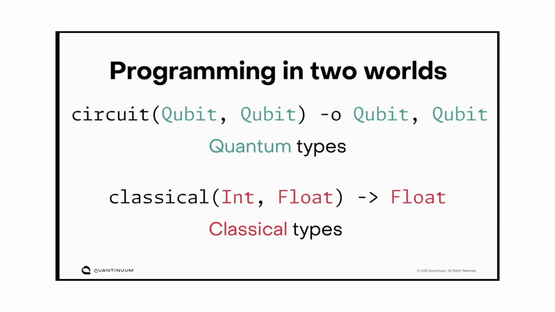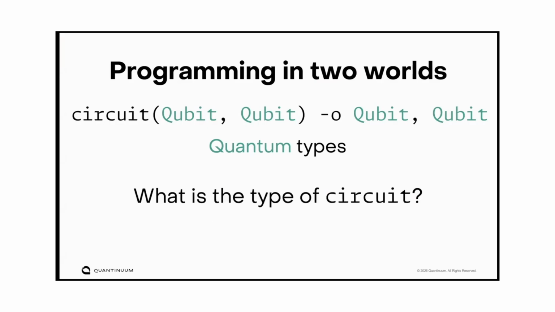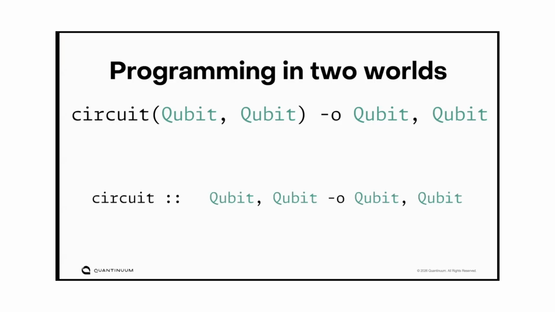One interesting question we could ask now, though, is what is the type of circuit itself? Is circuit a quantum type or a classical type? If we just write this down like this, we could imagine that being what the type of circuit is. We want to do functional programming, so we better be able to reason about higher order functions. So we could give circuit this type here.